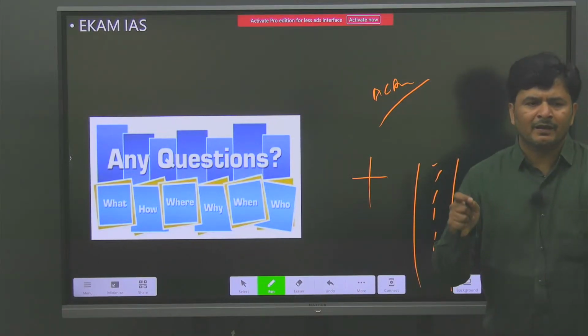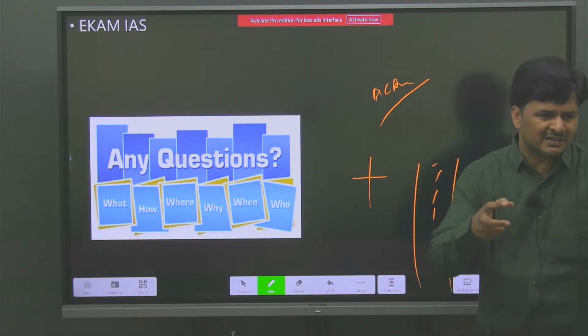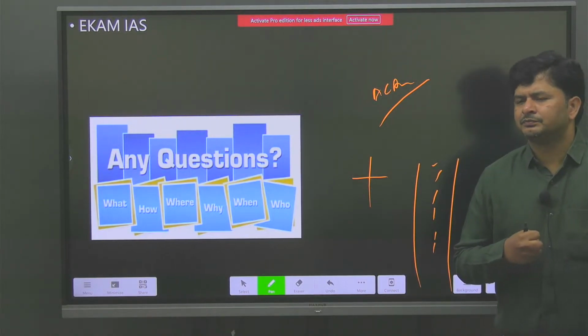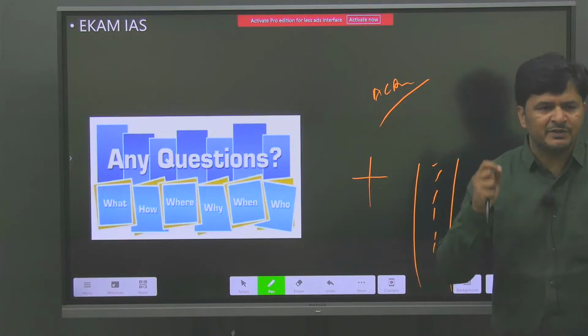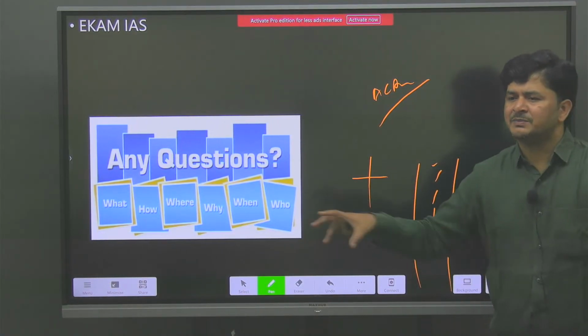Keep in mind, knowledge never goes in vain. Start getting knowledge. That's the difference between a UPSC aspirant and a general aspirant.